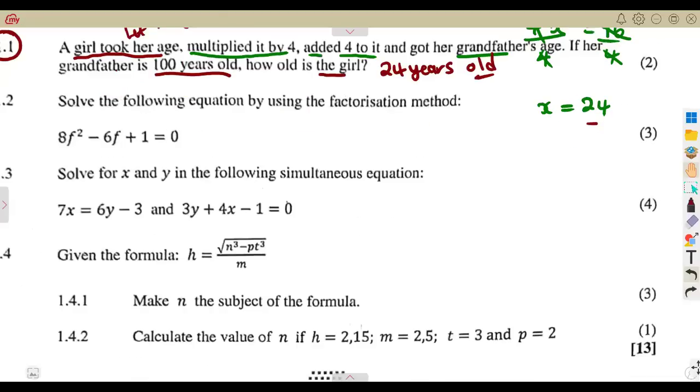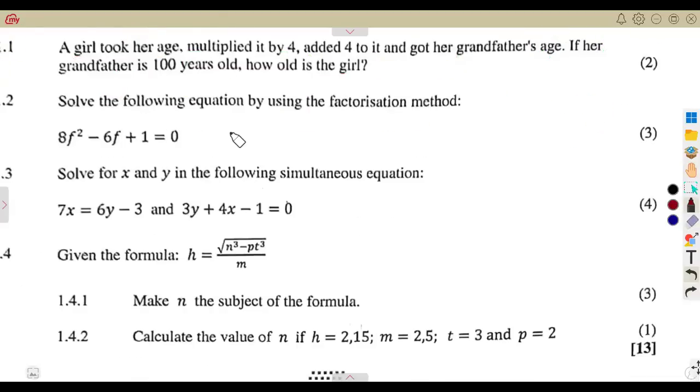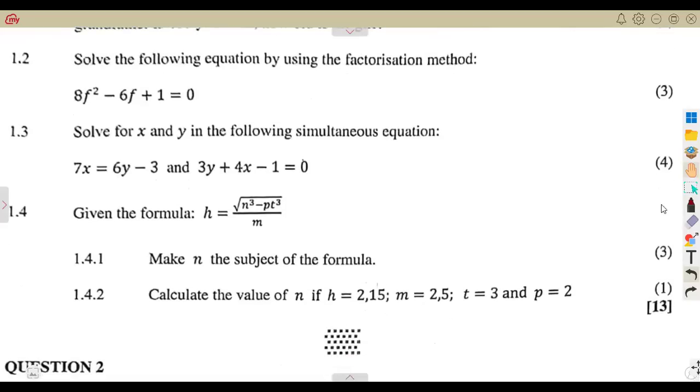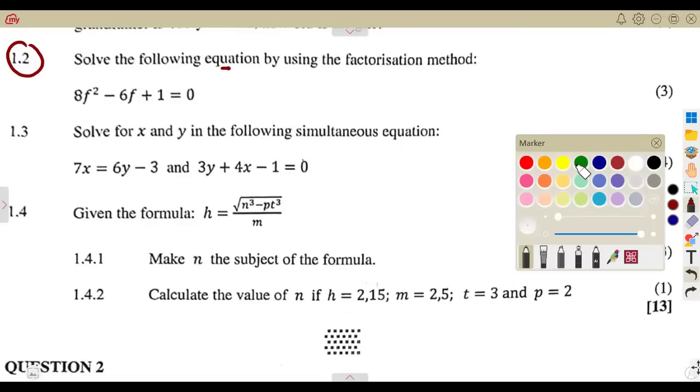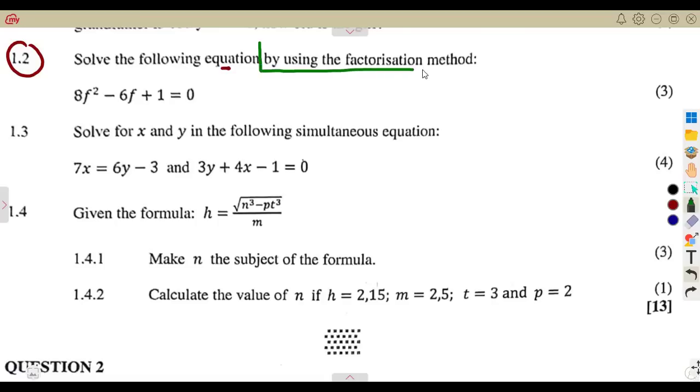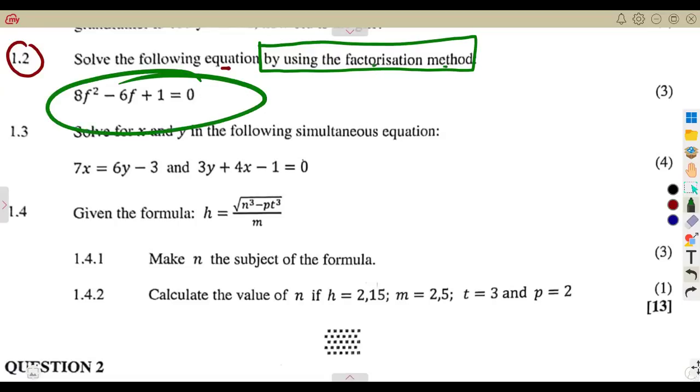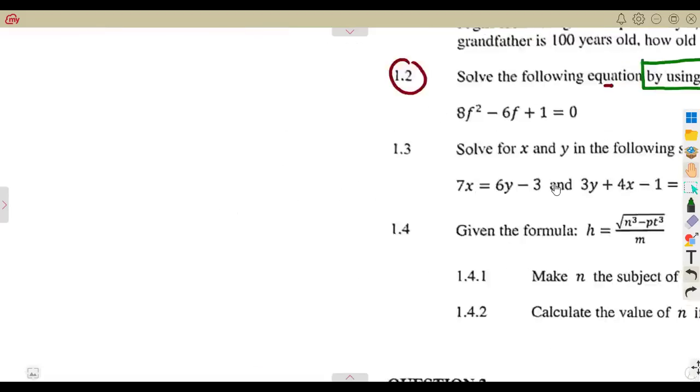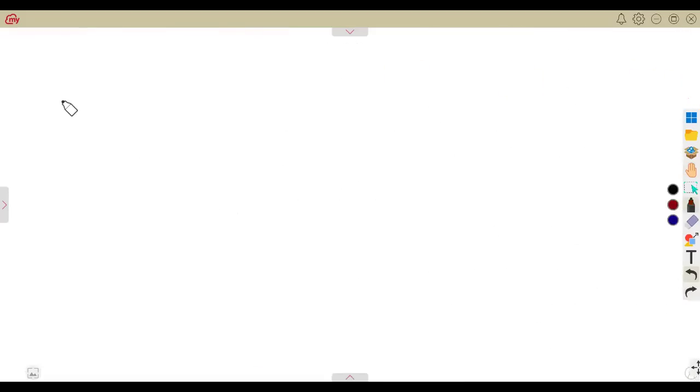Let us consider another part, which is question 1.2, which is 3 marks. In 1.2 you are given to solve the following equation. They did not end there. Follow the instruction. They are saying by using factorization. This is the most important part. By using which method? The factorization method. So you're not just solving this equation your own way. You are using a method that you are given, which is the factorization method.